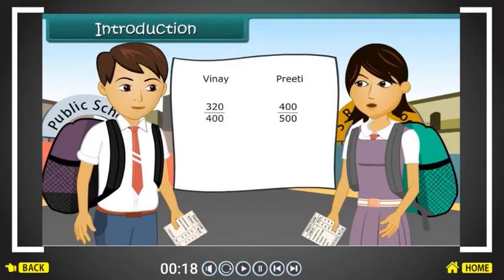Why do you say that your performance was better than mine, Vinay? Simple, Preeti. My score is 80 less than the total, whereas yours is 100 less than the total. Isn't it quite obvious that I am better at academics than you? Your comparison is incorrect, Vinay. In fact, I proved a better student because I secured a bigger score in the final exams.